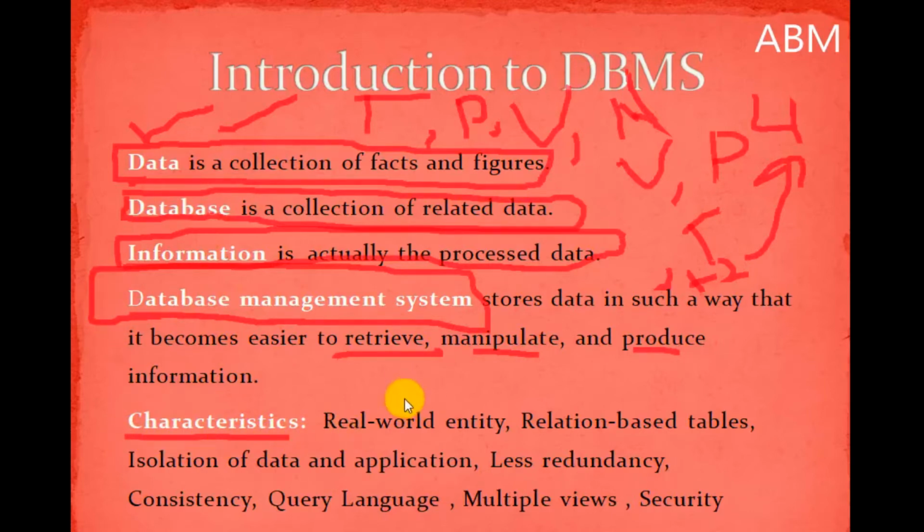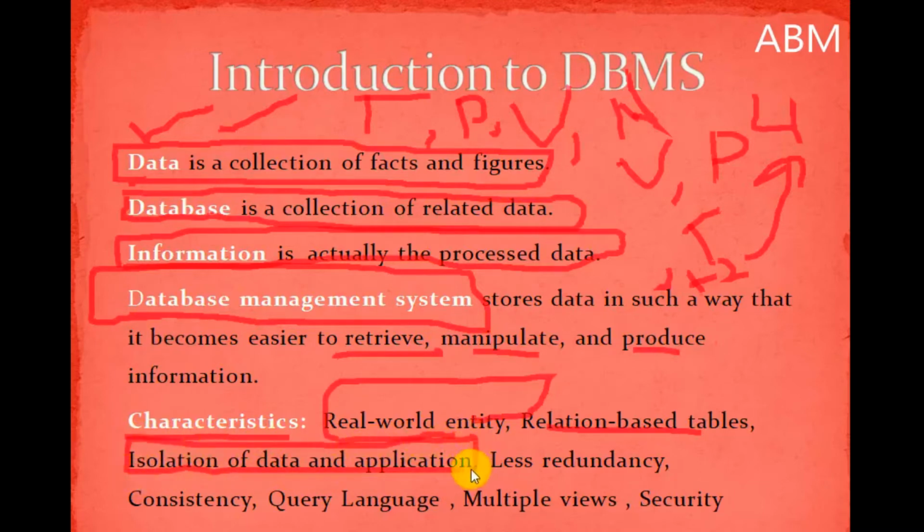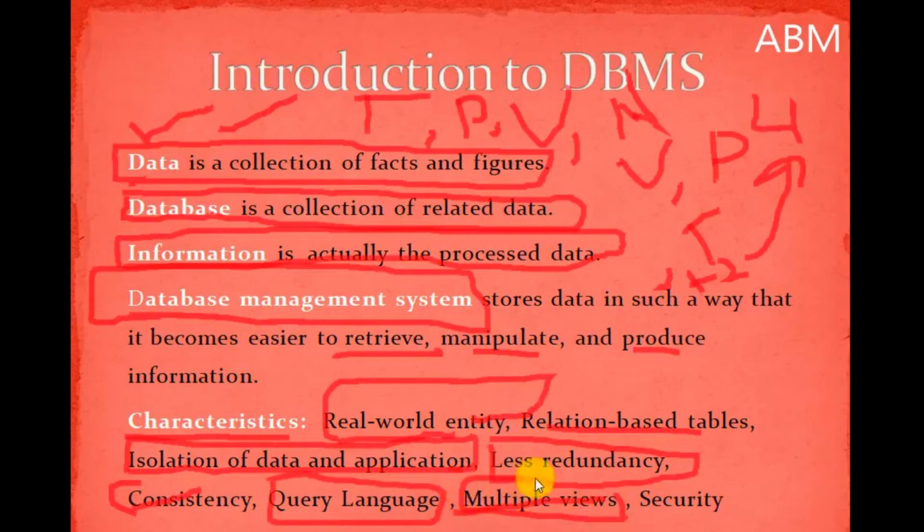Now we'll discuss the characteristics of the database. Actually, the data are usually the real world entities, their relationships are built, and also there is isolation of data and applications. It isolates the data and its applications, and due to the database management system, its redundancy decreases and its consistency increases. We can use different types of query language to manipulate different data. We can have multiple views, for example, the user views and the administrator views, and the most important thing is that it provides security to the data.